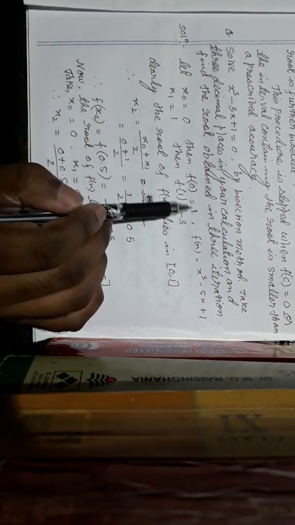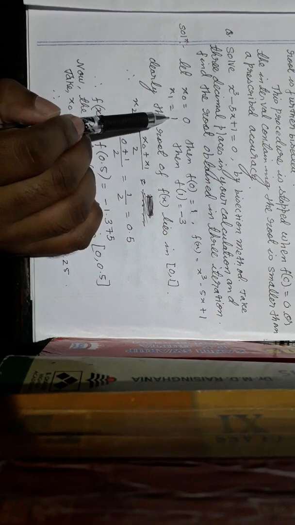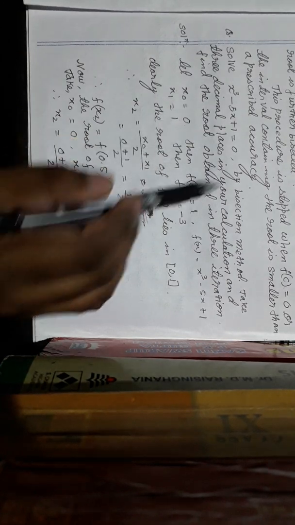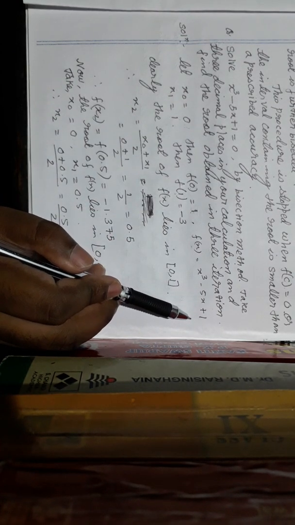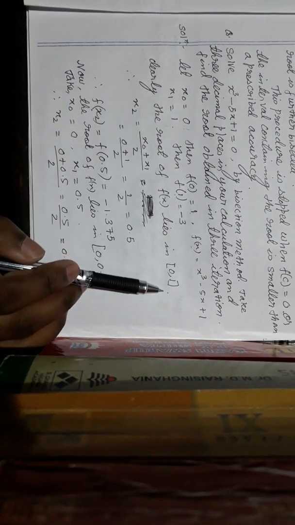So I take the two approximations. I took x0 as 0 and found f of 0, which is 1, positive. And x1 I took as 1, and we get a negative value. So we know that the root of the function f of x, which is x cubed minus 5x plus 1, is lying between 0 and 1.